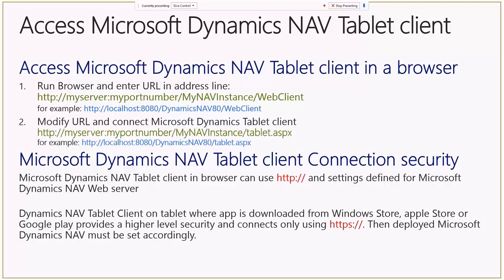But if you have a real tablet, for example an iPad or Google Nexus or something else, and you install the application from the Windows Store or Apple Store or Google Play, then this requires higher security and the connection is only using HTTPS, a secure connection. Then you need to deploy Microsoft Dynamics NAV web components. According to this, you need to set a secure connection in the Internet Information Server and so on, and certificates. Probably you will be asked to accept certificates when you start the tablet client on the tablet.